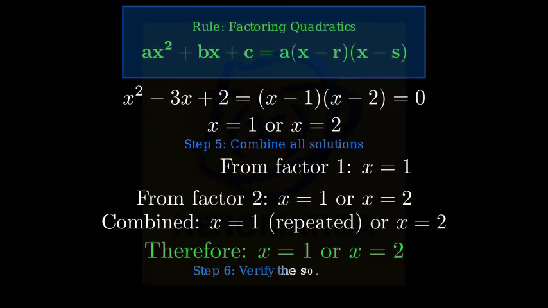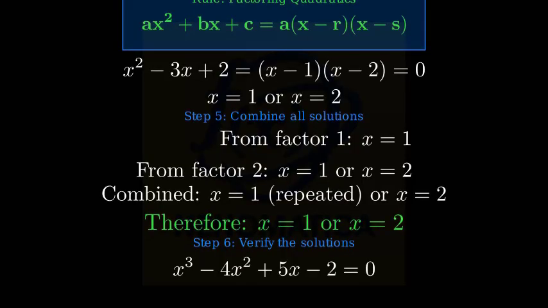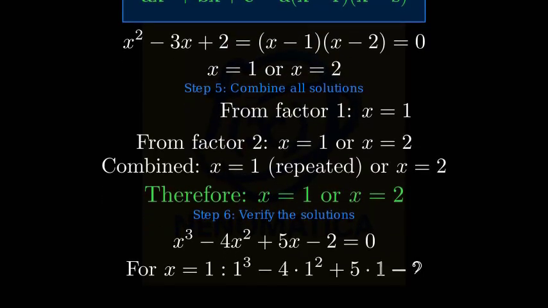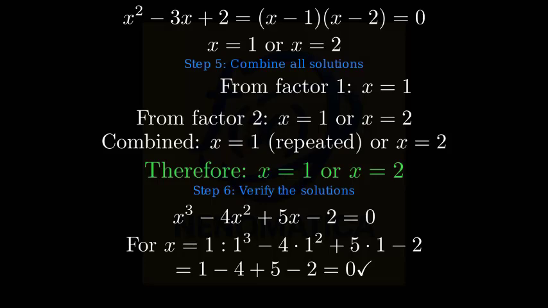Let's verify our solutions by substituting them back into the original equation. Our original equation was x cubed minus 4x squared plus 5x minus 2 equals 0. Let's substitute x equals 1. 1 cubed minus 4 times 1 squared plus 5 times 1 minus 2. That's 1 minus 4 plus 5 minus 2, which equals 0. So x equals 1 is indeed a solution.